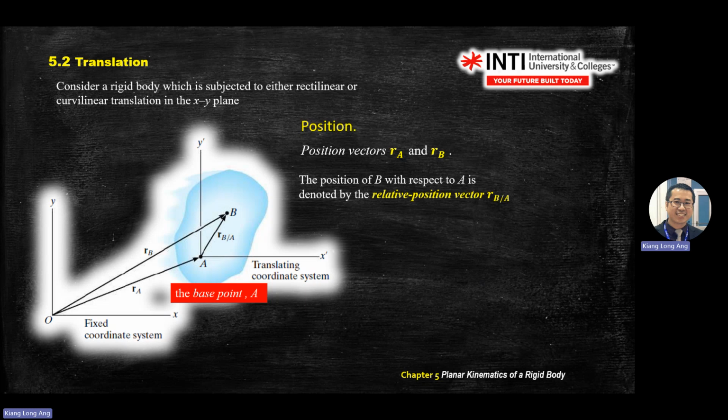So R_B/A means you are referring to B from A. For example, this one, R_B/A: you start from A and you are referring to B, but from A. B is your arrowhead, A is your starting point. So it's important, don't confuse it with R_A/B or R_B/A. It will give you a different answer.